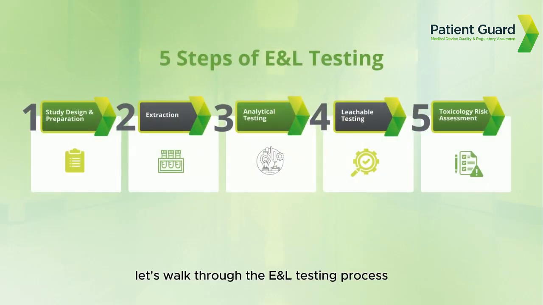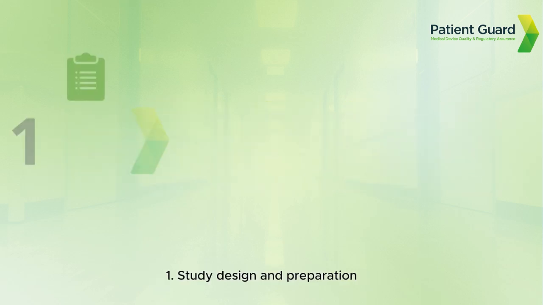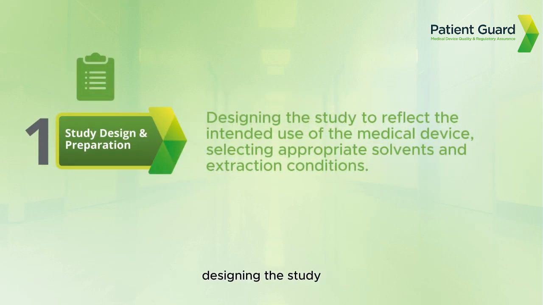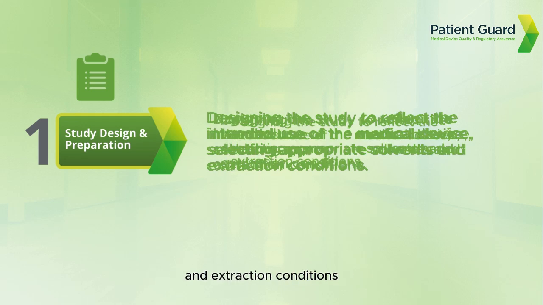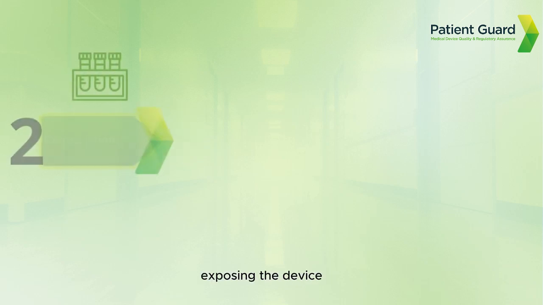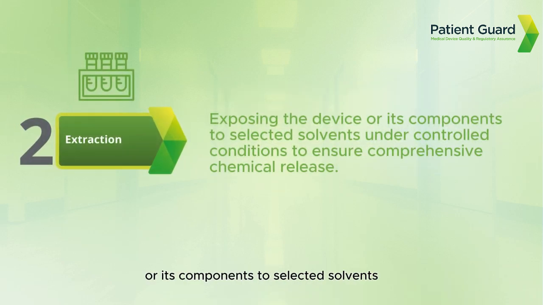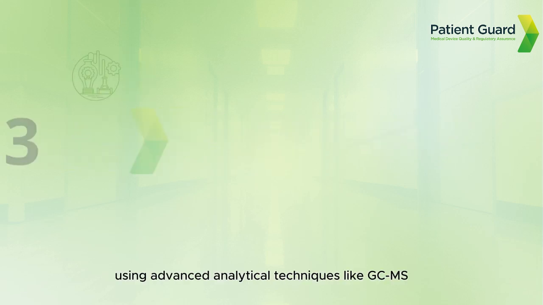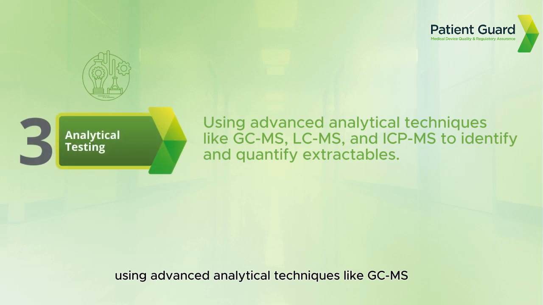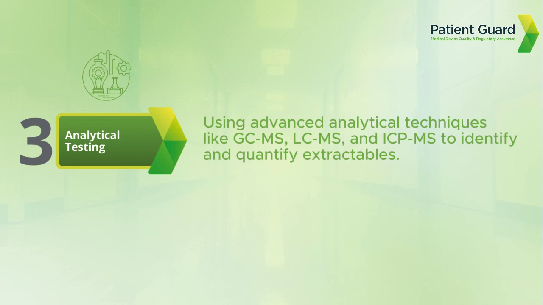Let's walk through the E&L testing process. 1. Study design and preparation. Designing the study to reflect the intended use of the medical device, selecting appropriate solvents and extraction conditions. 2. Extraction. Exposing the device or its components to selected solvents under controlled conditions to ensure comprehensive chemical release. 3. Analytical testing. Using advanced analytical techniques like GC-MS, LC-MS, and ICP-MS to identify and quantify extractables.